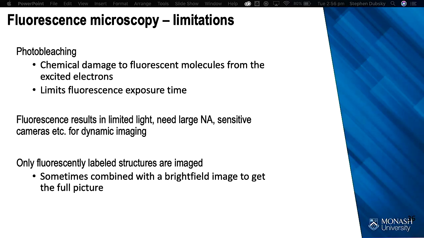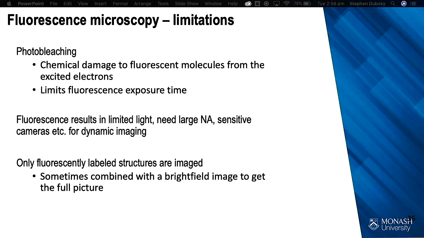The fluorescence process results in limited light coming out. It doesn't glow very brightly, essentially. So you need a large NA, you need a large lens to gather in all that light. You need sensitive cameras. Usually these are CCD cameras that you use for fluorescence imaging.